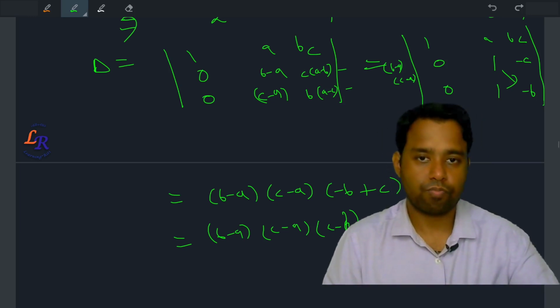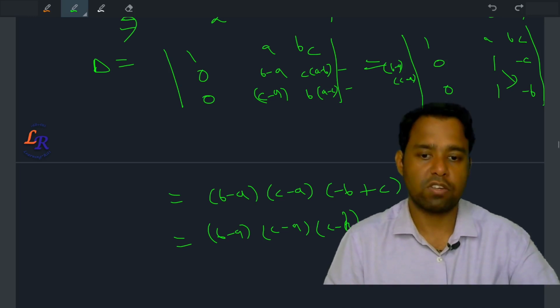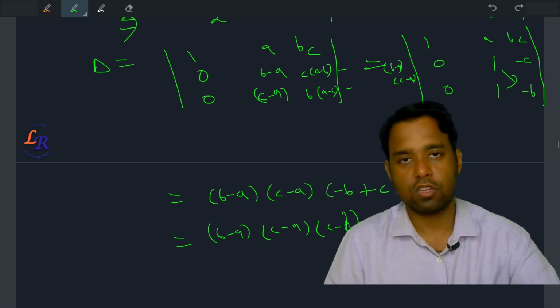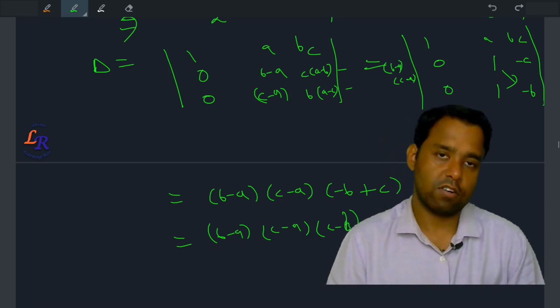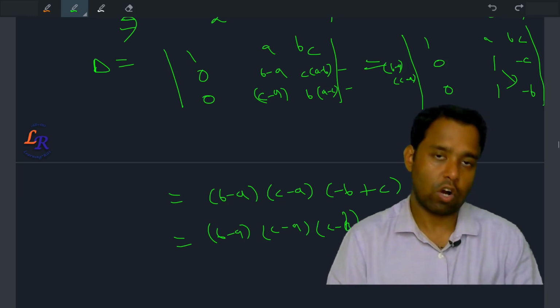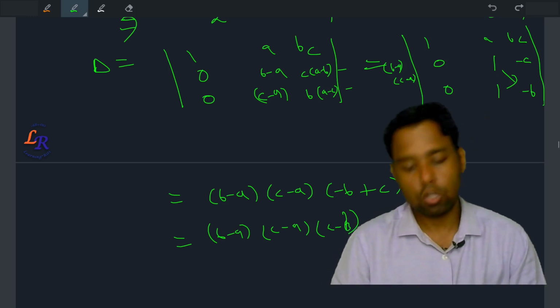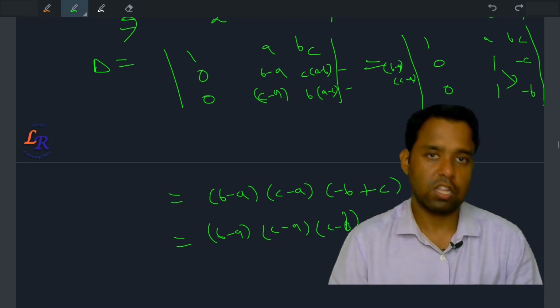Again we'll discuss applications, a very nice application for this. In our next lecture we will discuss the area of a triangle, how you can utilize the determinant to find the area of a triangle if the Cartesian coordinates are given. So we'll discuss that in our next lecture. Till then, thank you.